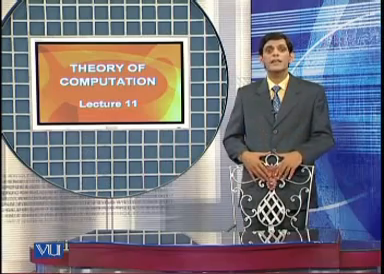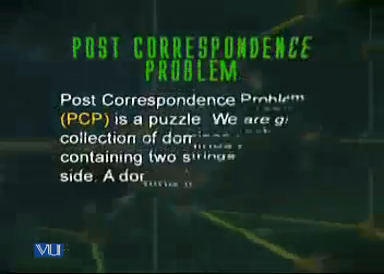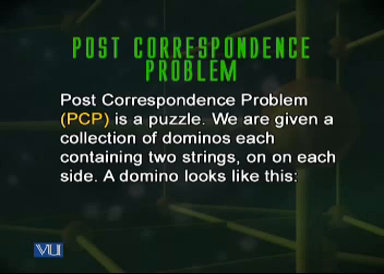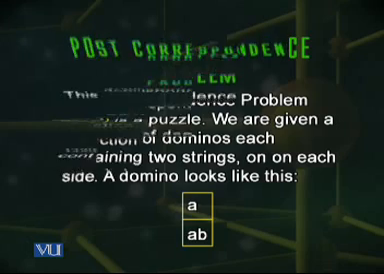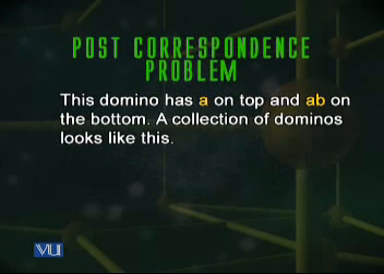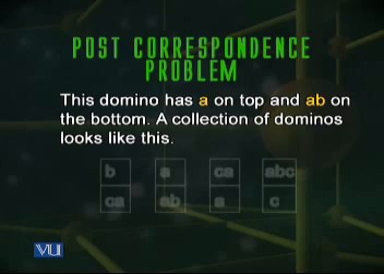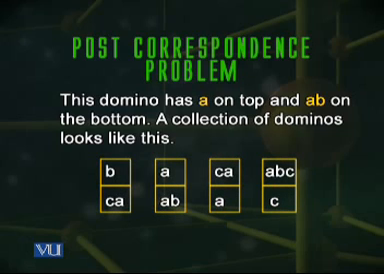Let's have a brief look at the post-correspondence problem. The post-correspondence problem, PCP, is a puzzle. We are given a collection of dominoes, each containing a string on each side. A domino looks something like this. This particular domino has A written on the top and AB on the bottom. In PCP, we are given a collection of dominoes. A collection of dominoes will look something like this.